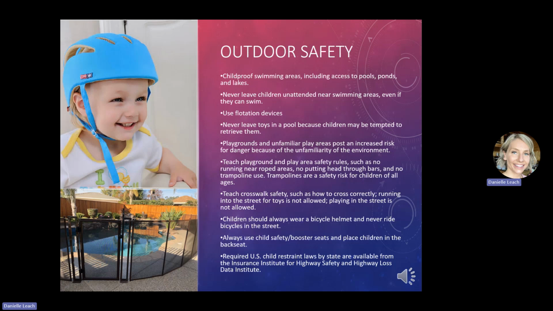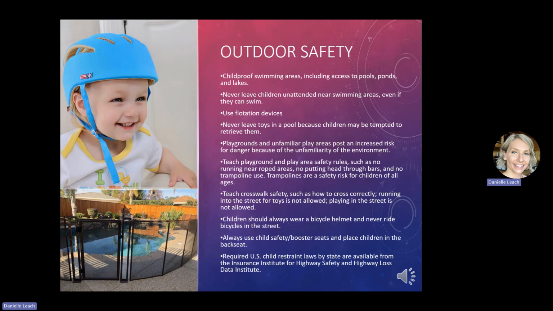Outdoor safety measures that we can educate caregivers about. So we want to child-proof any swimming areas, so especially in Arizona, access to pools at people's houses. Also ponds and lakes, but a little less important for us in Arizona. Don't leave the kids unattended when they're swimming, even if they can swim. Use approved flotation devices. We don't ever want to leave any of their toys in the pool, and this can go along for even infants as well, because children might be tempted to retrieve them.